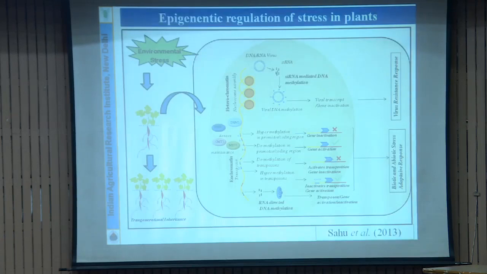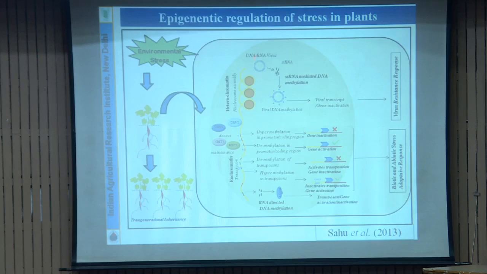Now I move to the second part, where I will explain the role of epigenetics in stress, particularly in biotic stress. This is a general model which shows all the three epigenetic phenomena, like RNA-mediated DNA methylation, hypermethylation or demethylation of DNA, and histone modifications, when a stress, environmental stress or any type of biotic or abiotic stress, is happening to plants. Any of the three phenomena may be active to produce an epigenetic change in the plant.